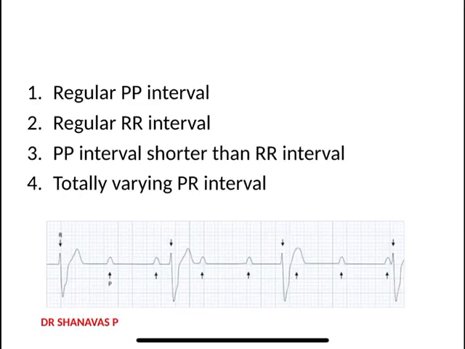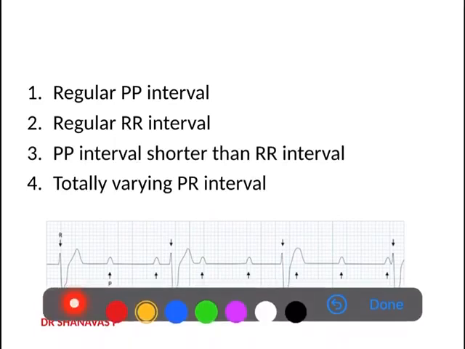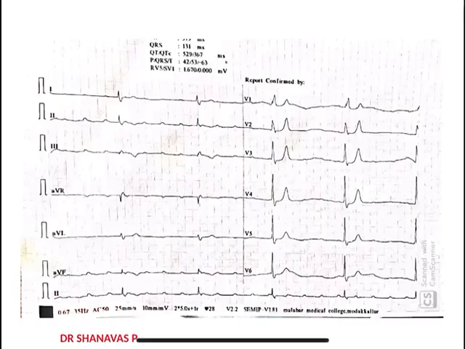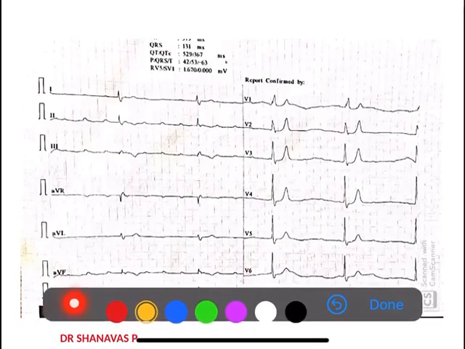Also, what are the classical criteria to diagnose a complete heart block? In the classical 4 criteria, the PP interval will be regular, the RR interval will be regular but different, the PP interval will be shorter than the RR interval, and the PR interval will be totally varying. So this was one ECG that came to the emergency department.